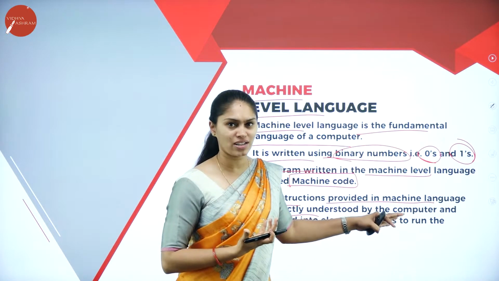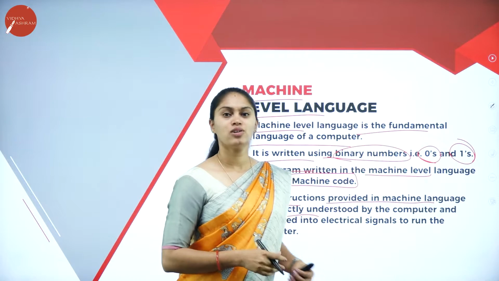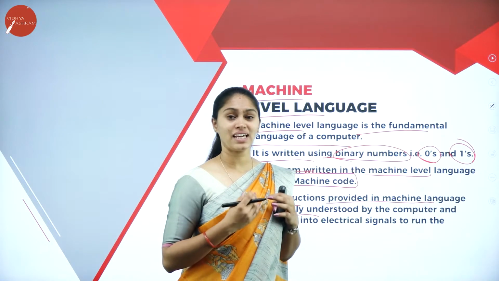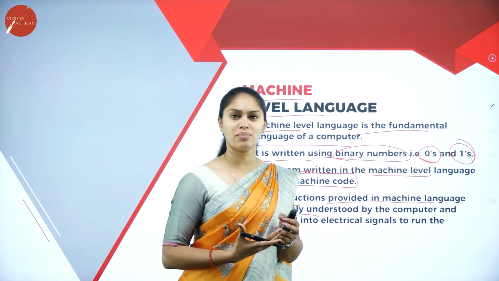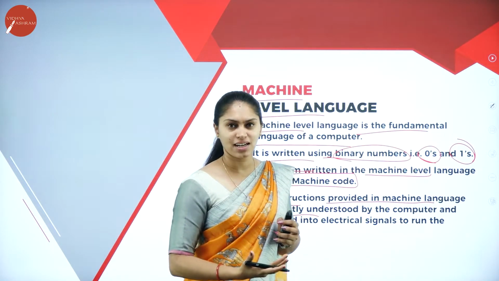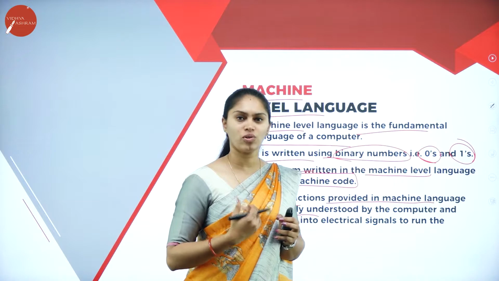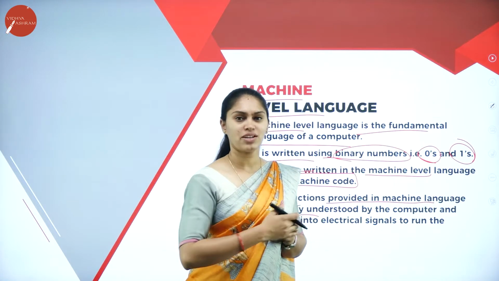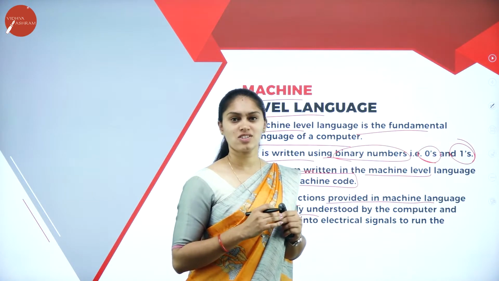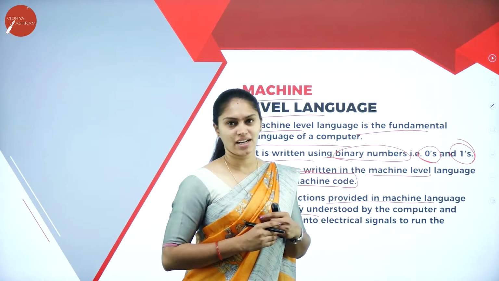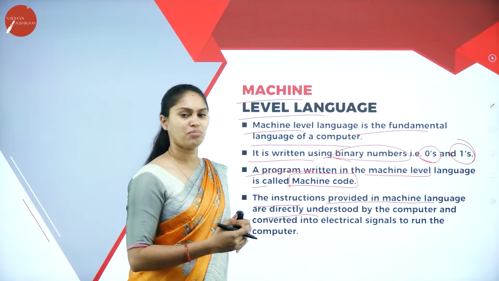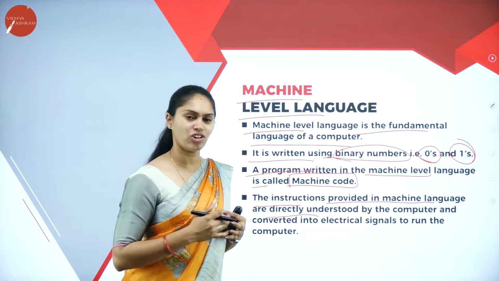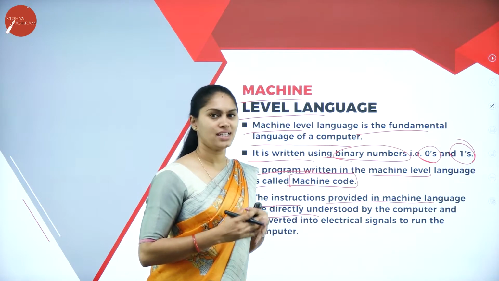How will it be understood by the computer directly? Because we are writing programming instructions by making use of zeros and ones. If I am writing it in a machine understandable language, then there is no need of translating it into machine understandable form, because it is already in the machine understandable form itself. That is the reason. It will be more convenient for the user and it will be faster than any other programming language.